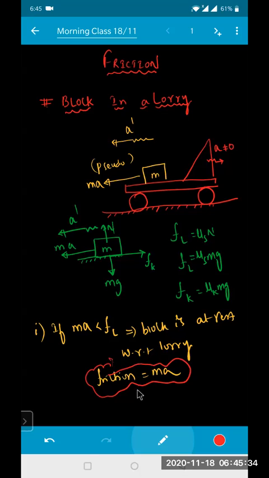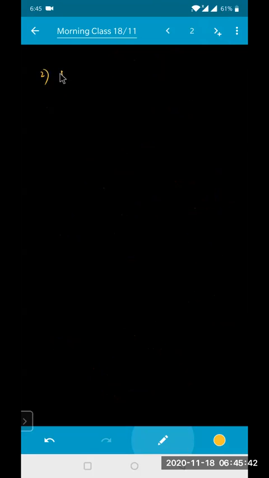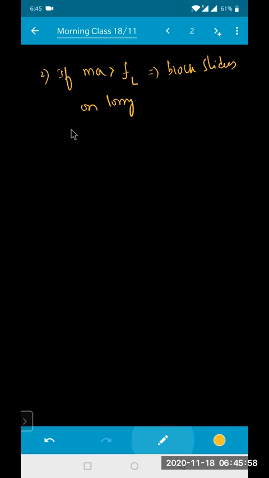Now, the opposite case of that one. Now tell me this one. If the pseudo force, that means M into A, is greater than the limiting friction, so what happened now? The block slides on the lorry. So at that time, as it is moving in the front direction, the pseudo force is in this direction and kinetic friction is in the backward direction. So that will be equal to mass into acceleration, that is nothing but A dash.